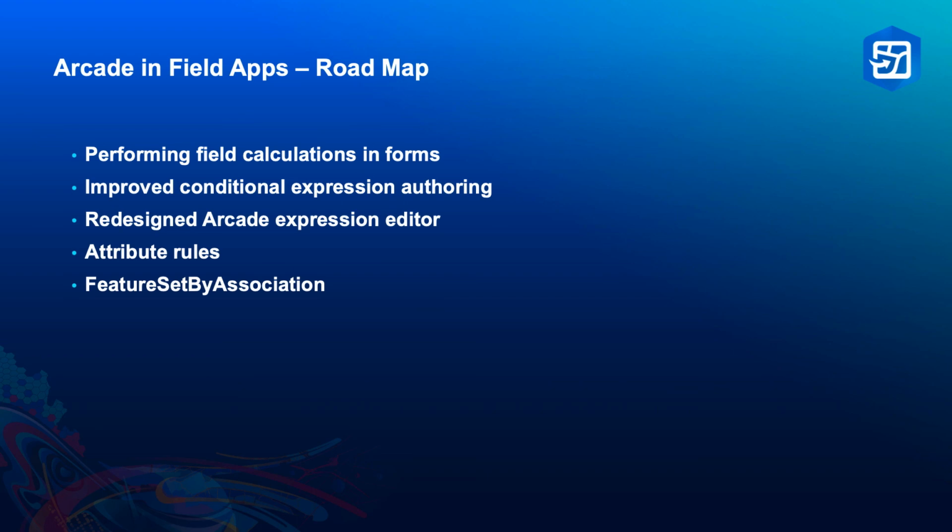And another feature set option is feature set by association, which is utilized by our utility networks. And when there is support in our runtime SDK for utility networks, they'll be adding support for feature set by association in Field Maps as well. So there's some really cool stuff coming down the line.